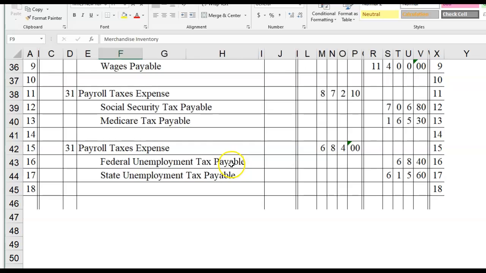Okay. Here we go with the payroll tax expense again. Now we have the federal unemployment tax at $68.40 payable. These are all payables, which means you owe money on them. And state unemployment tax at $615.60.